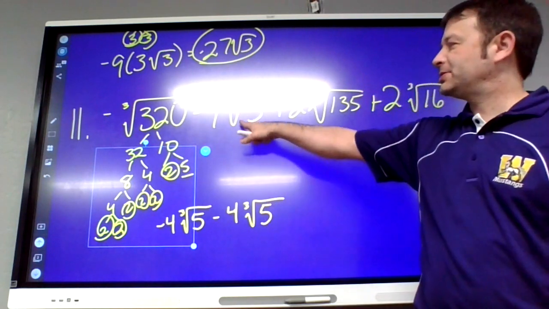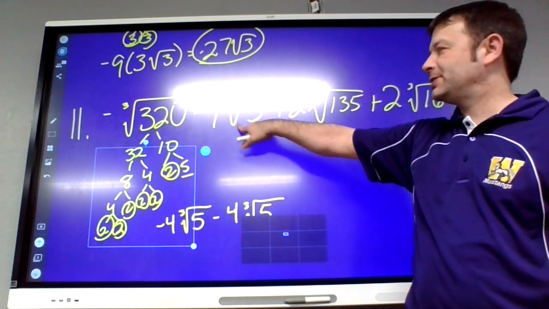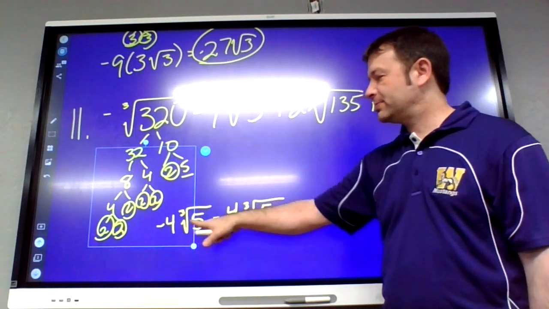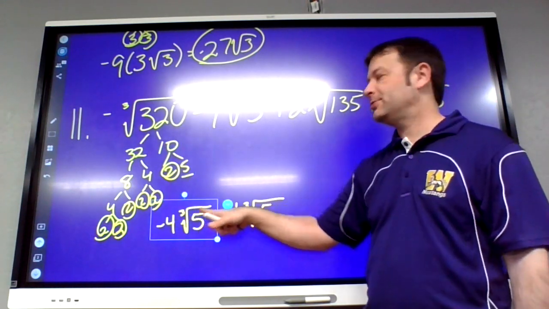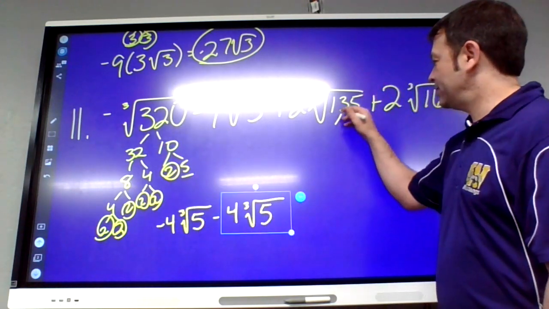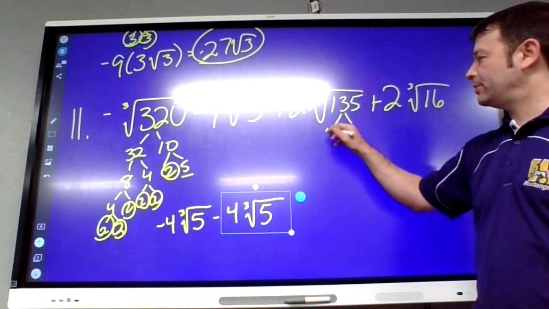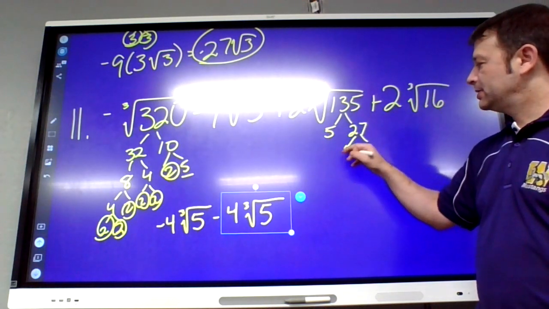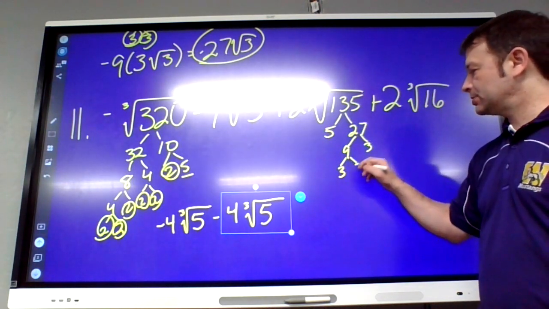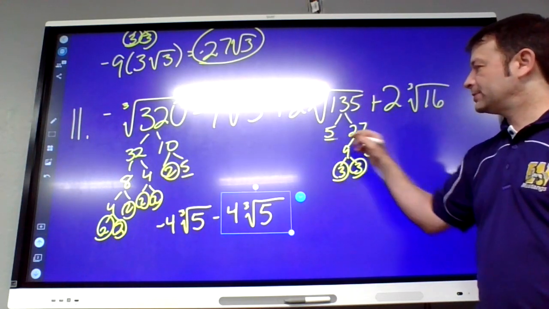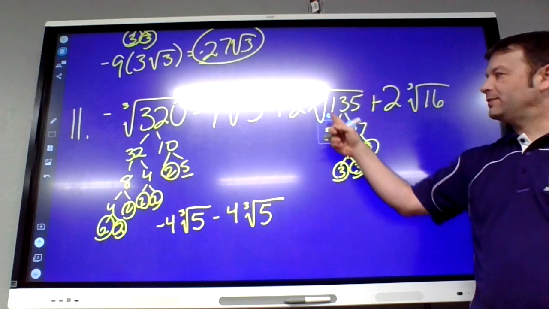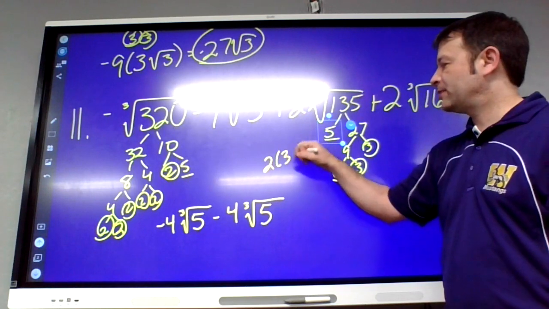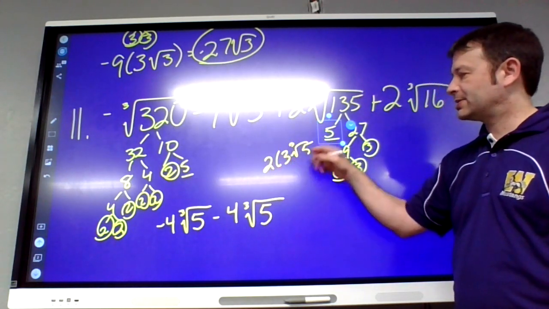Okay, does the second term look like it's going to simplify? No, definitely not. So I just brought it down. Notice these two terms are actually identical. Does 135 probably simplify? Yeah, probably. If 5 comes out, 135 divided by 5 will be 27. And guess what? 27 has a cube root of 3. So it's 3 cubed root of 5 times 2. So 2 times 3 cubed root of 5 is 6 cubed root of 5.